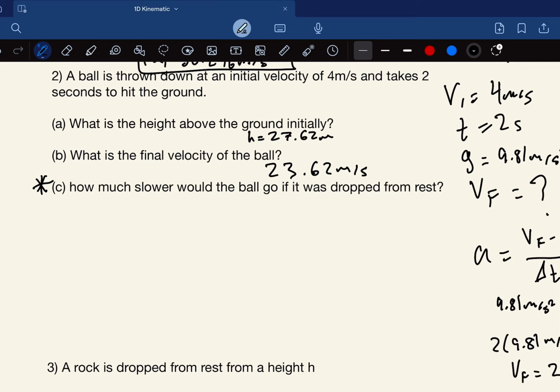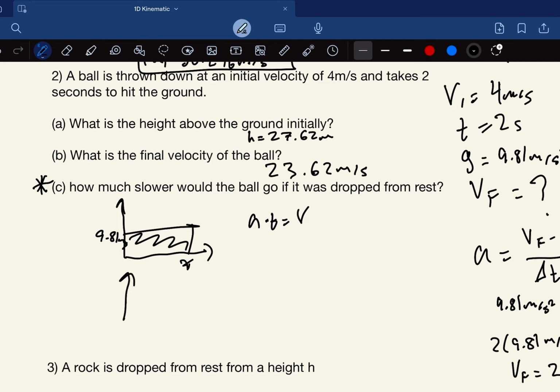So if you have a ball that is in free fall, then the force acting on it causes a gravitational acceleration of 9.81 meters per second squared. Then the area under this graph, a versus t, is the velocity after a time t. So it is a times t equals v, which then gives us a graph that looks like this.